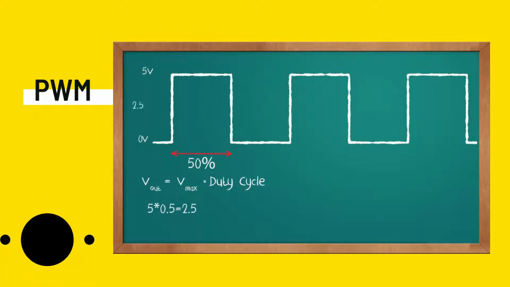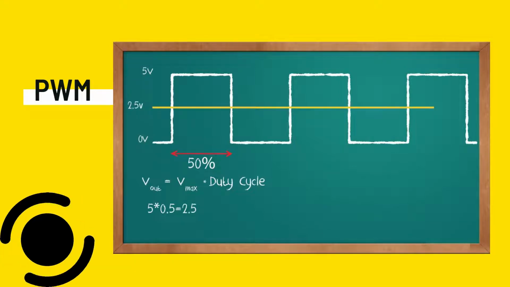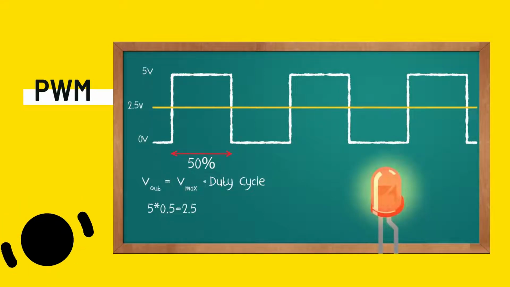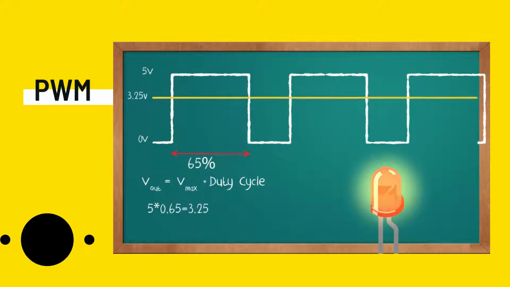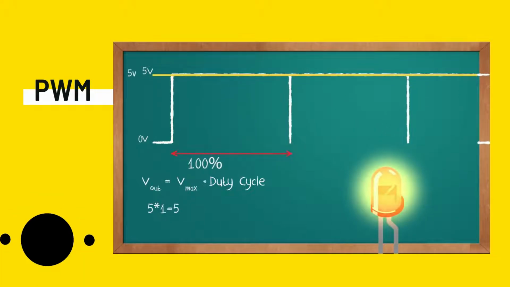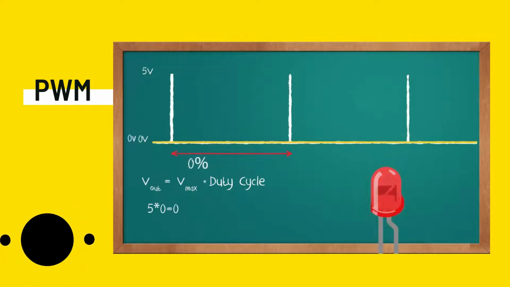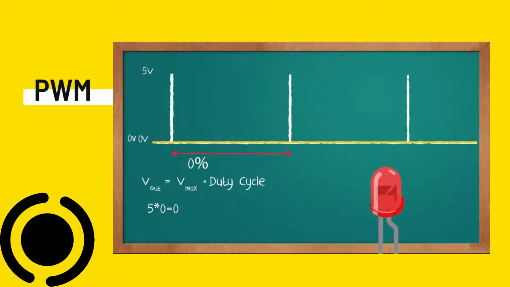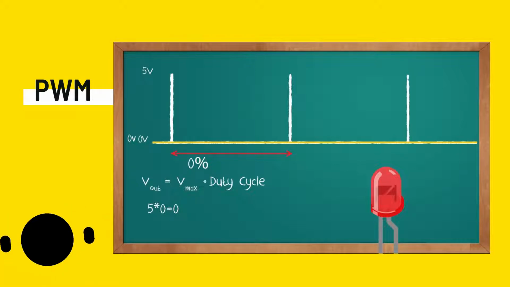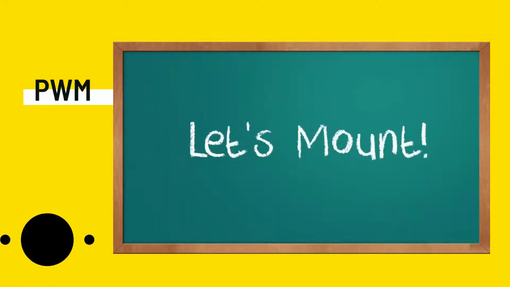Let's see what happens to the different components of the wave when I increase the duty cycle. As you can see, when I increase the duty cycle, the output voltage also increases. And when I decrease the duty cycle, the output voltage also decreases. Keep in mind that the output voltage can only oscillate between the minimum and the maximum of the PWM signal. Let me show you this example in real life.